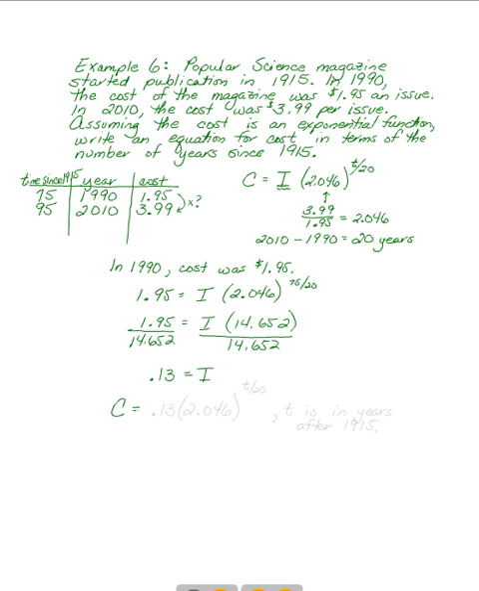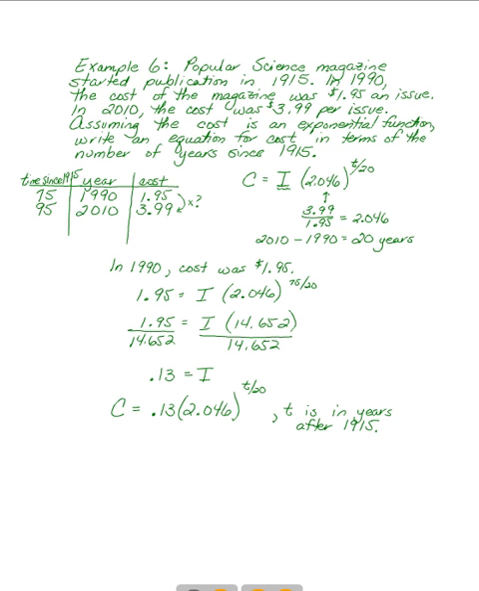So we're going to take the equation we had above and plug in that value that we just found for I, which is 13 cents, times 2.046 raised to the t divided by 20 power. That should give us the cost of the magazine as long as t is in years after 1915.